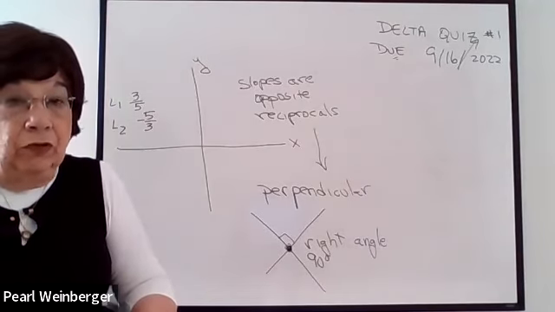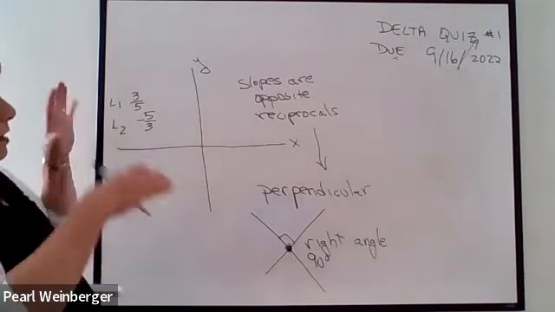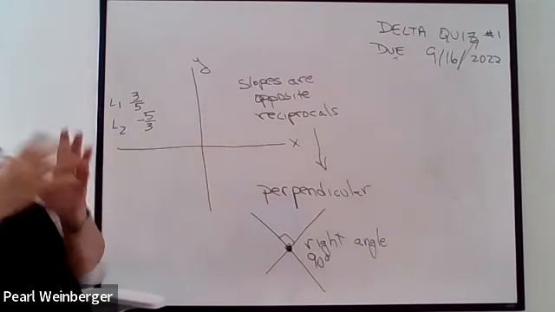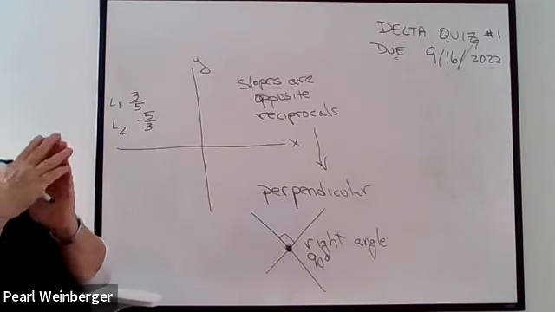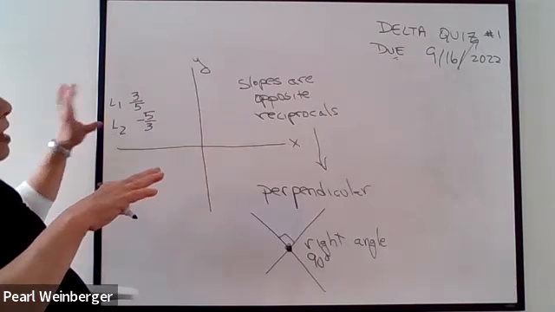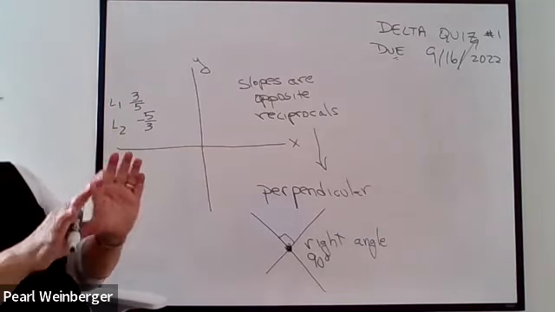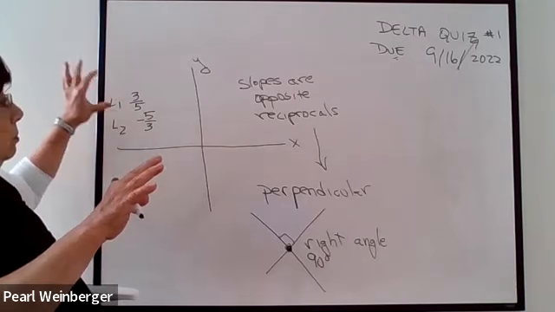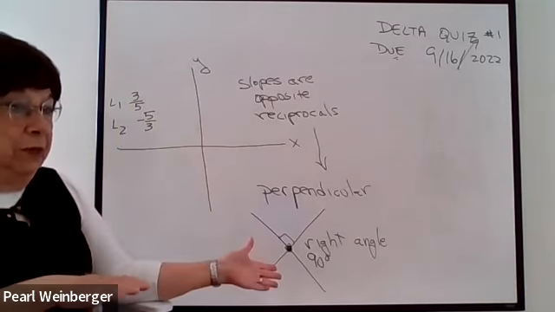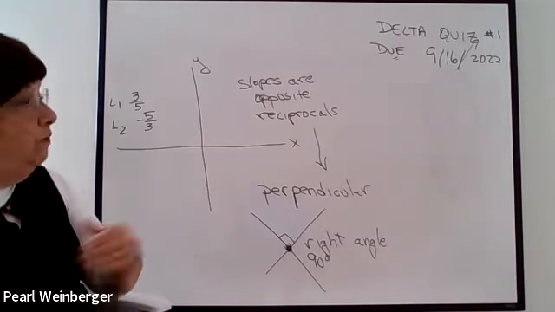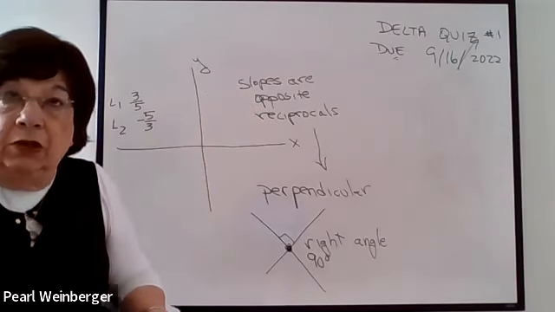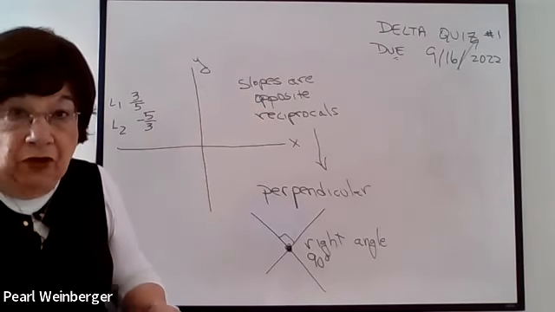Reciprocal means it's flipped over. These two lines, I don't even have to draw them. These two lines are not parallel because they don't have the same slope. They have negative reciprocal slopes, and therefore the lines are perpendicular. Negative reciprocal means flip it over, change its sign. One's going to be positive, one's going to be negative, and they're going to be the reciprocal, which means flipped over the fraction.